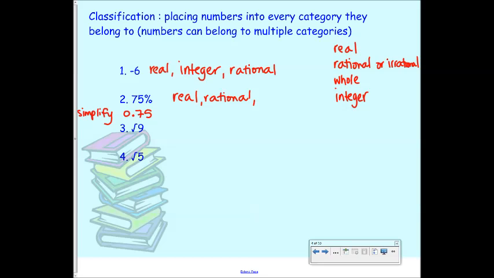All right, so that's all of those. So when you're doing these problems, you can't just say real for all of them. You got to name everything that it is, all right? So classify it in every category that it goes into.